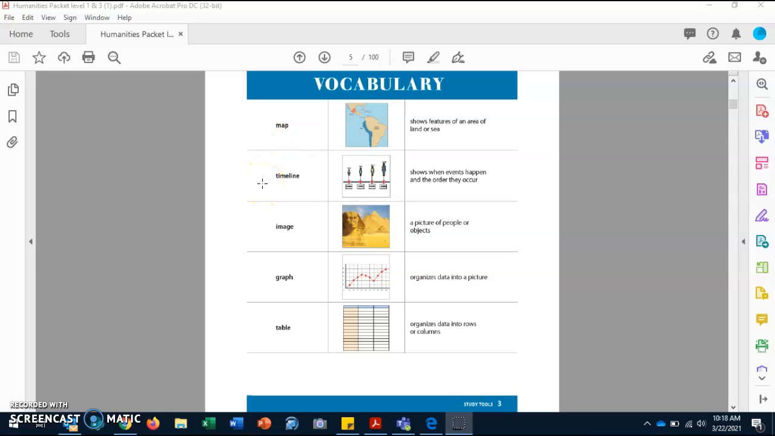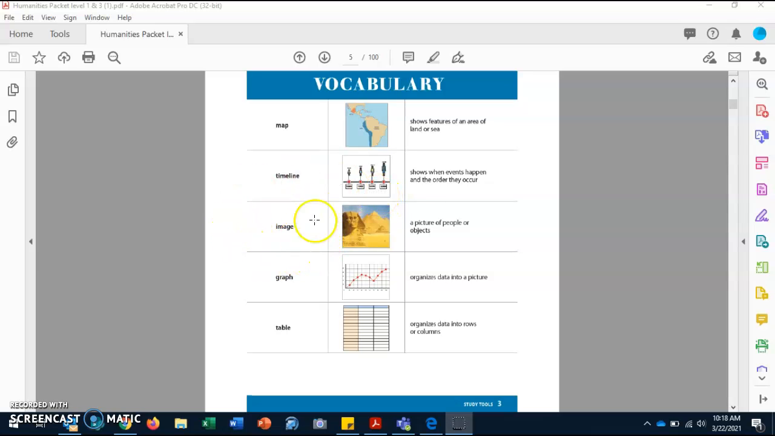Our next vocabulary is timeline. And right here we have a picture of an example of a timeline. It's describing and showing us the timeline. And a timeline shows us when events happen and the order they occurred. So we can always use a timeline when we want to show different events and write them in order so people know what came first and then what came last. So always know that a timeline is always in order.